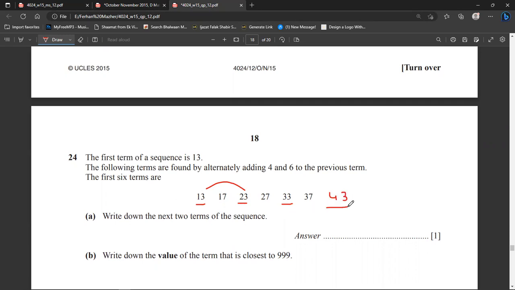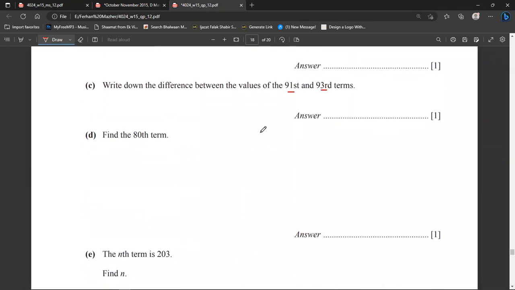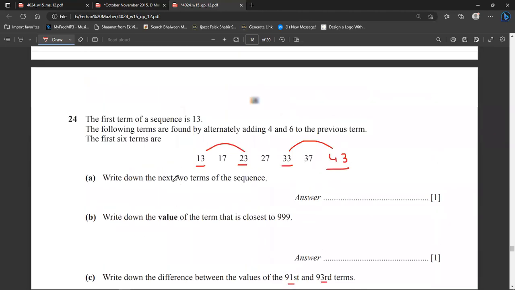So the difference between them will be 10. In the same way, the difference between the 91st and 93rd term, which are odd positions, will be 10. Simple. Then their question is, find the 80th term. It's a very tricky question, and that 80th term will be difficult to find out.